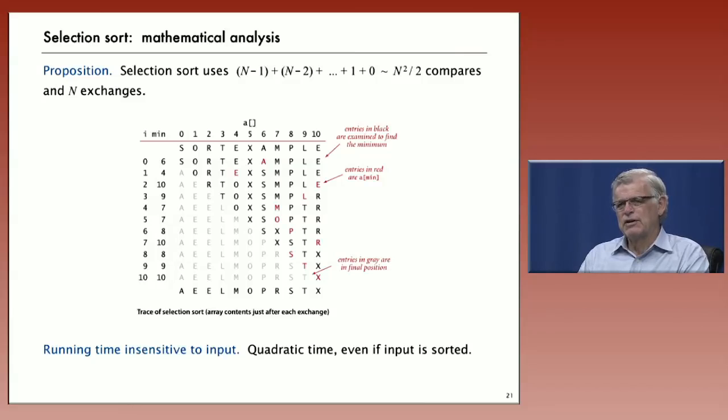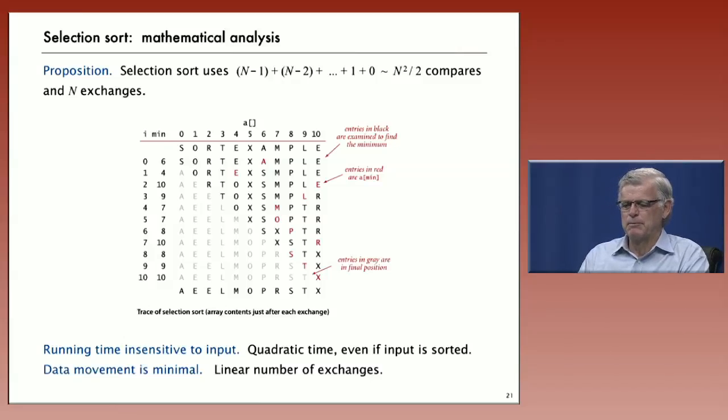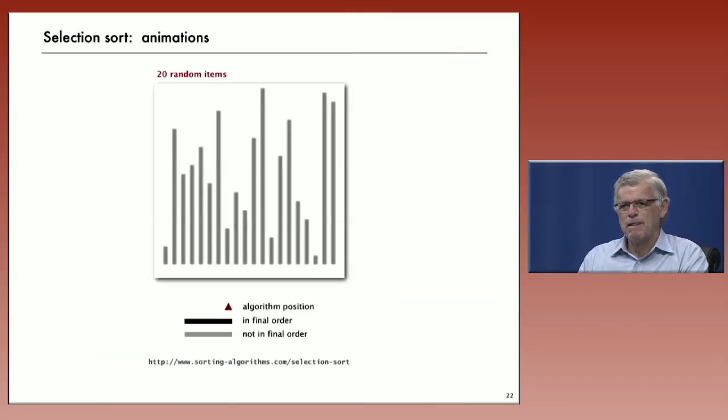Now, what's interesting about this proposition about selection sort is that it doesn't matter what order the input is, selection sort is going to use quadratic time, because it always has to go through the whole thing to look for the minimum. Another property is that you can't sort moving less data, because selection sort does just a linear number of exchanges. Every item is put into its final position with just one exchange.